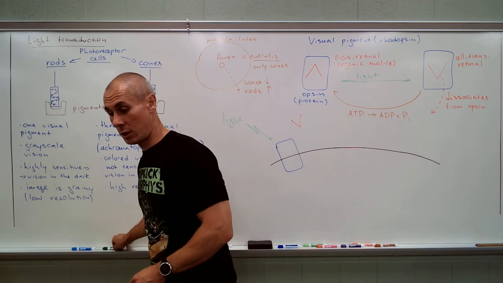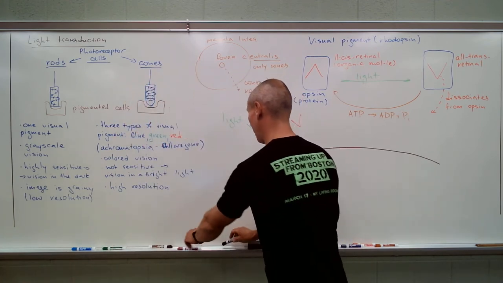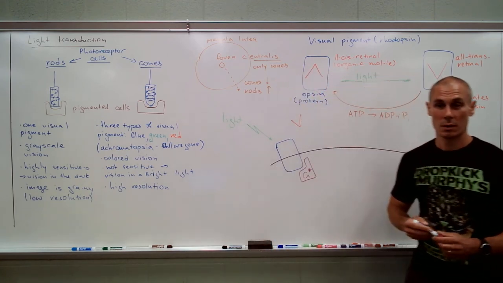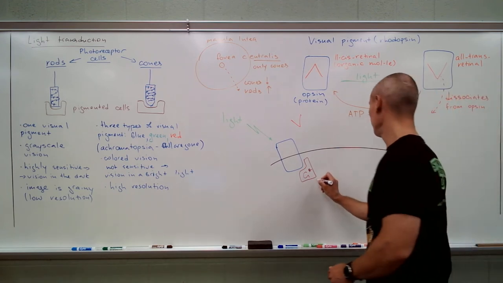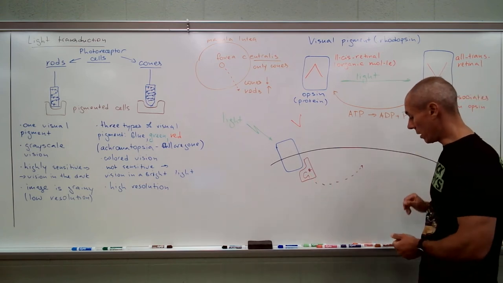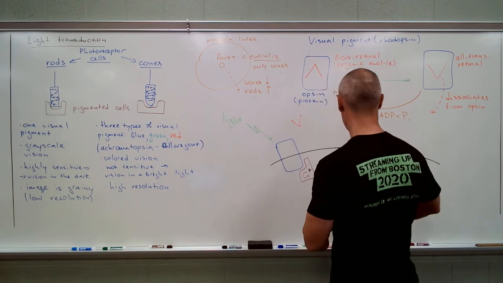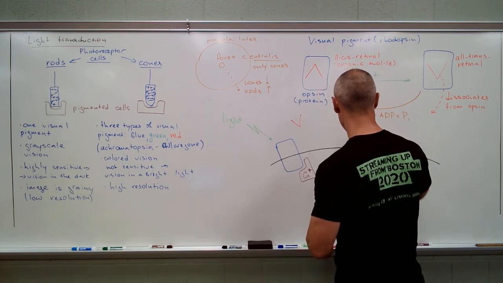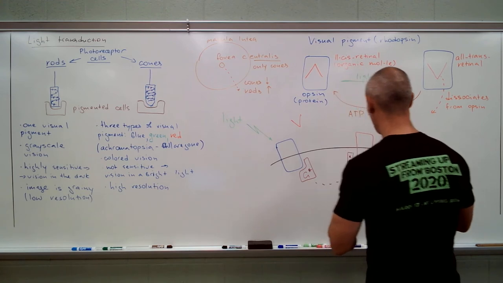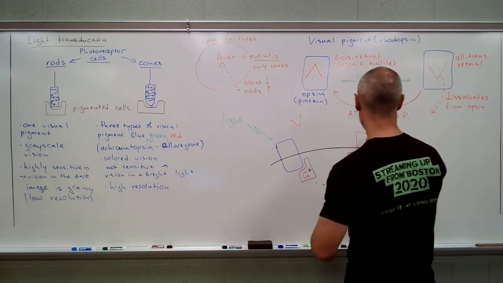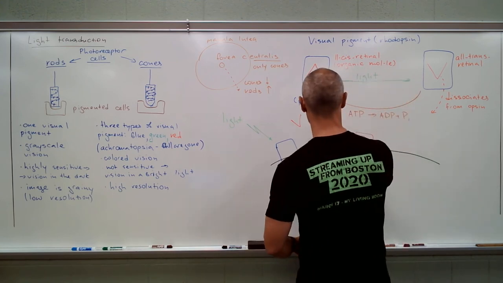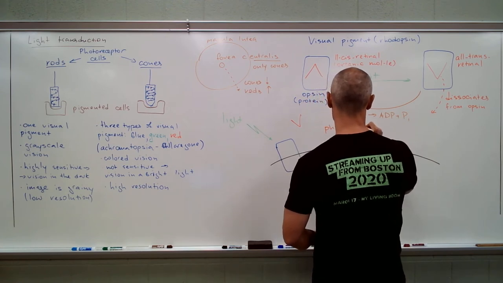activates your old friend, let's put it this way, the G protein. Okay? And this activated G protein moves within the cell, activating yet another enzyme. Okay. Now remember, this is just a schematic. This enzyme here, the red one, is called PDE. PDE stands for phosphodiesterase.